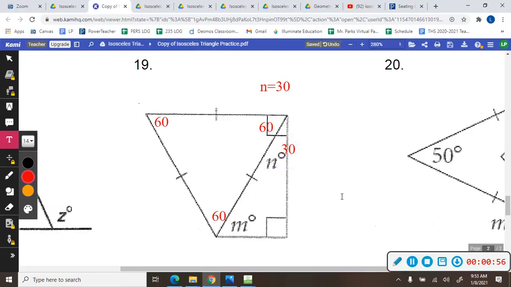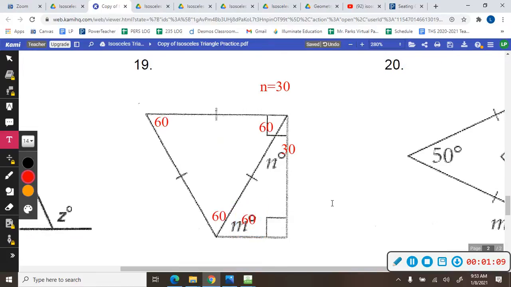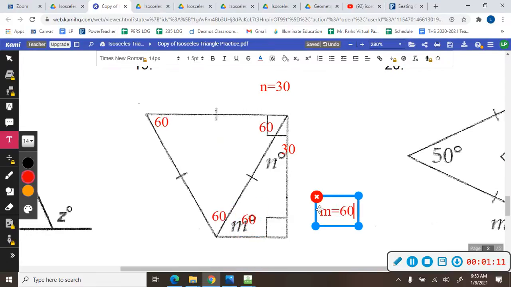And then from there, I have a whole triangle. I know that this triangle adds up to 180. So 30 plus 90 is 120. That would leave 60. Now I could say m is 60. And that's all they wanted. They just wanted m and n.